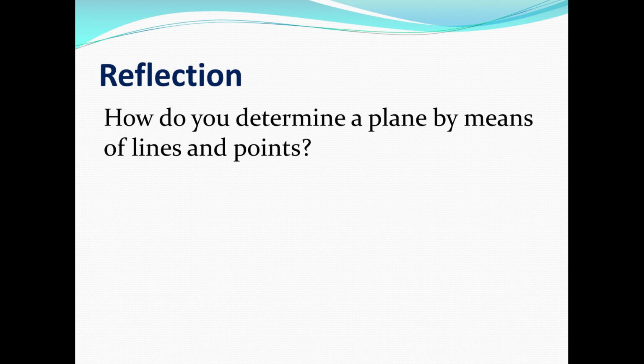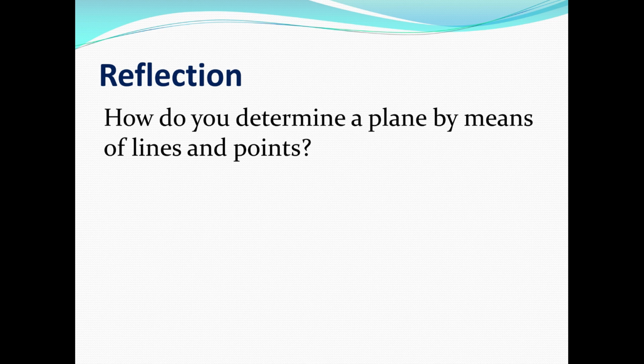Okay, so here's a question or reflection. How do you determine a plane by means of lines and points? So far we have just noticed that you can determine a plane by three non-collinear points. However, there are ways to determine a plane also including lines. So let's think about this. Is there a way to determine a plane by means of lines and points?